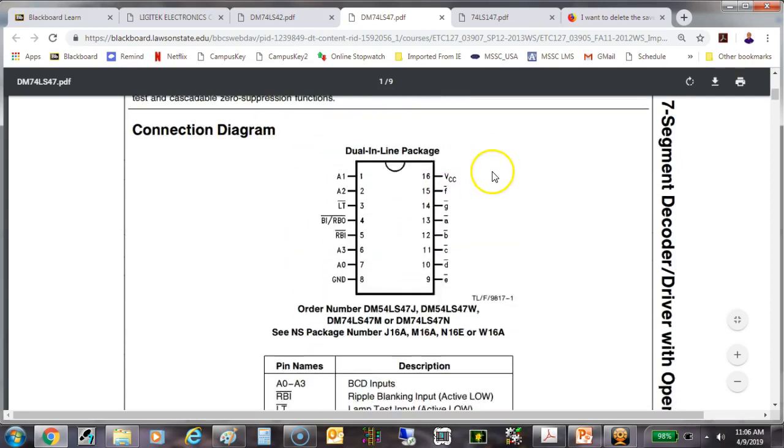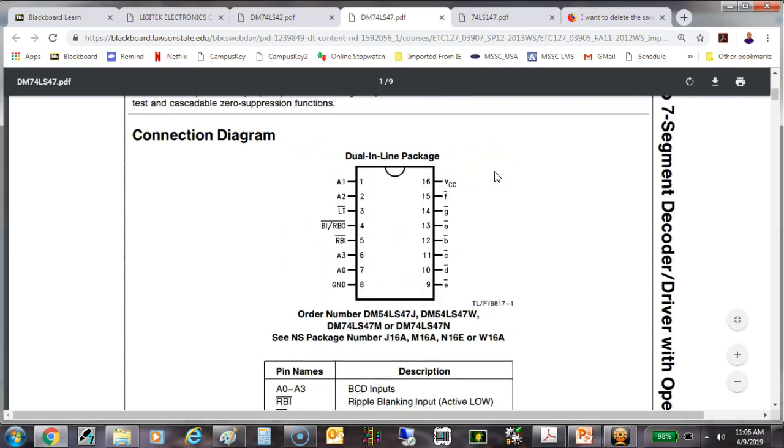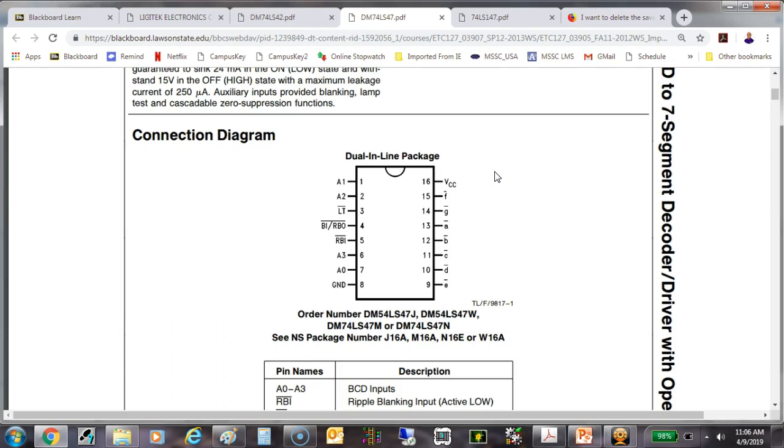So this one is a little different in that it doesn't use the ABCD technique to indicate the inputs. This is the least significant bit of the input, A0, A2, A1, and A3. Now, why they split them up, I don't know. Here's my segment output. So this would be the A segment. This would be the B segment, C, D, E, F, and G.